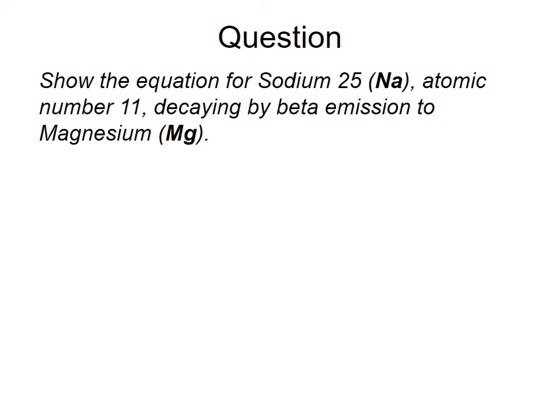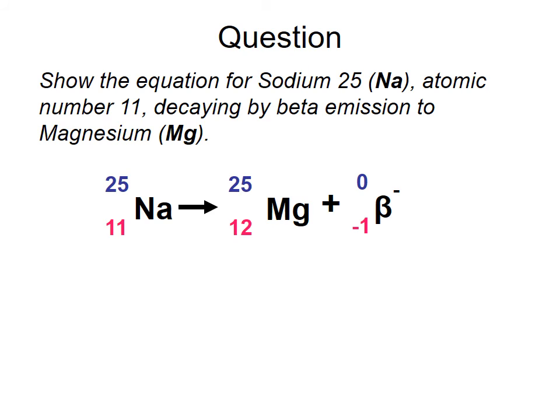Okay, so question: show the equation for sodium-25, atomic number 11, decaying by beta emission into magnesium. Pause the video now and see if you can get that correct. Okay, so you've got sodium-25 going to magnesium-25. There's no change in mass, but a proton is formed, and you end up with a beta particle. So you end up making magnesium.